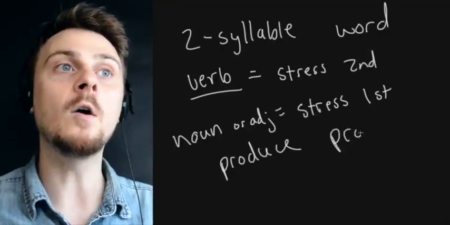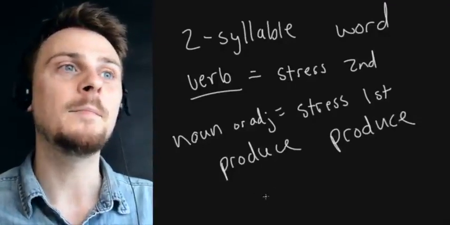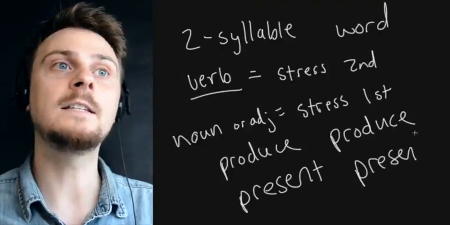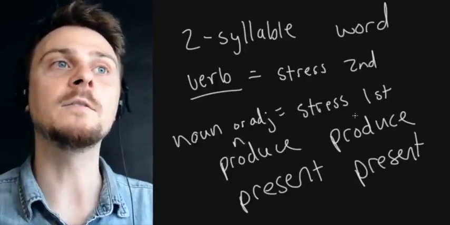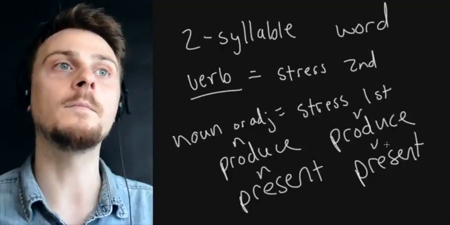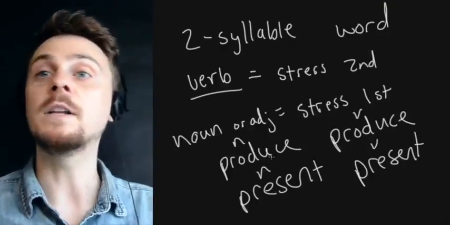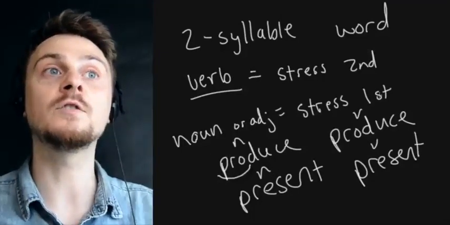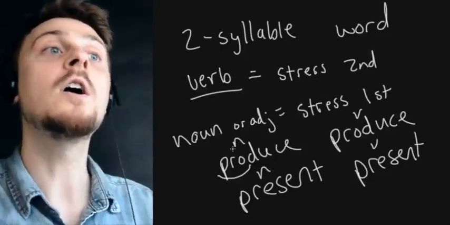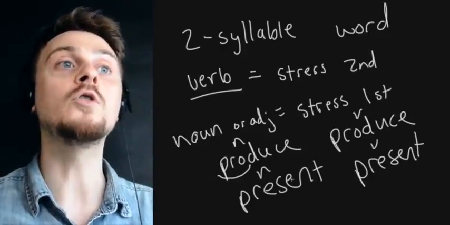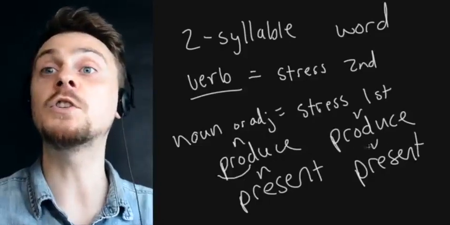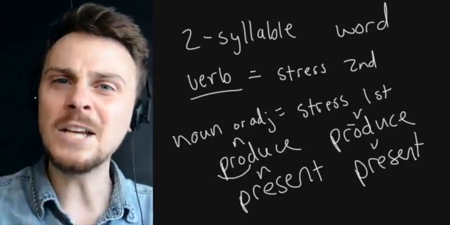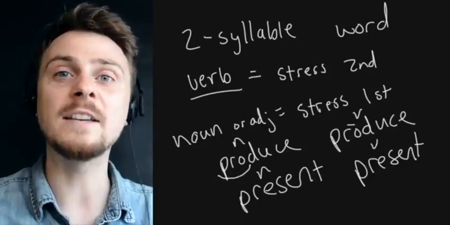P-R-O-D-U-C-E, P-R-O-D-U-C-E, P-R-E-S-E-N-T, P-R-E-S-E-N-T. Okay, let's say this one is a noun, this one is a verb, this one is a noun, this one is a verb. If this one is a noun, we should say this one at the beginning stressed, right? Because nouns stress the first syllable. Produce, produce. This one is a verb, so we should stress the second. Produce, produce. So the pronunciation is the same, basically, but the stress is different.